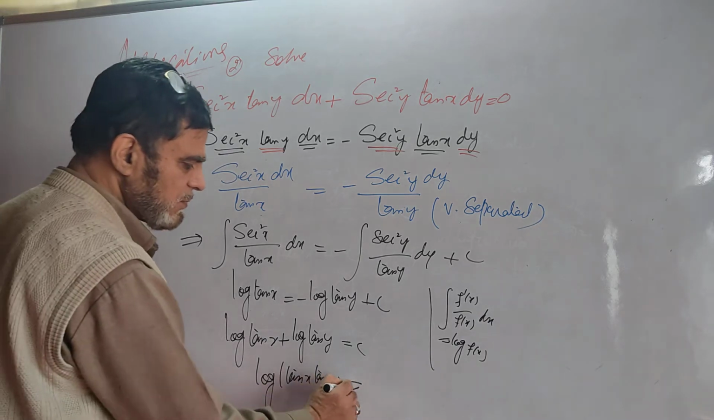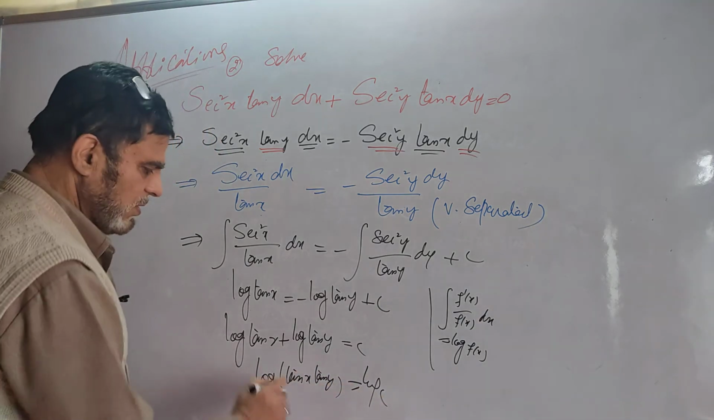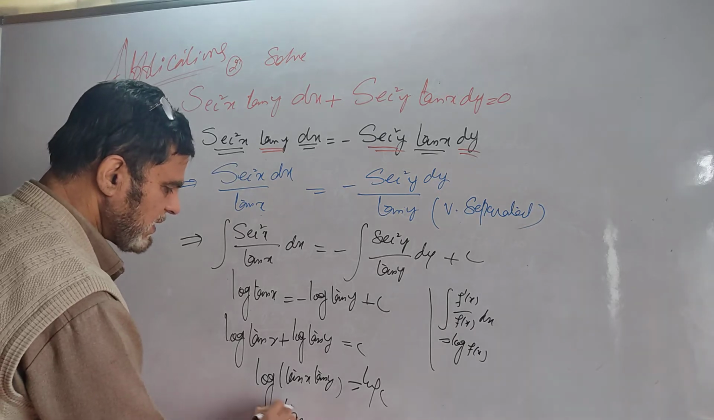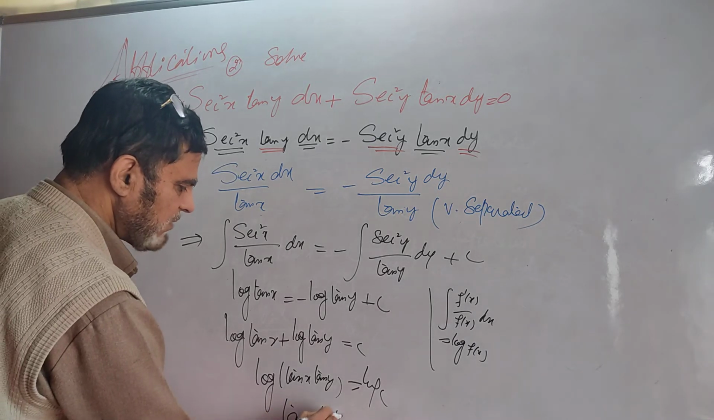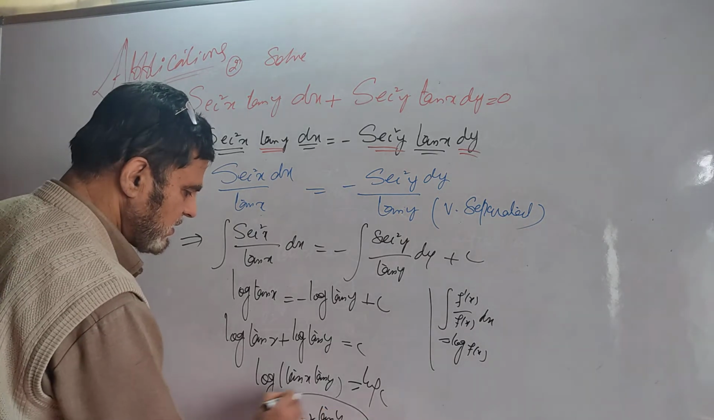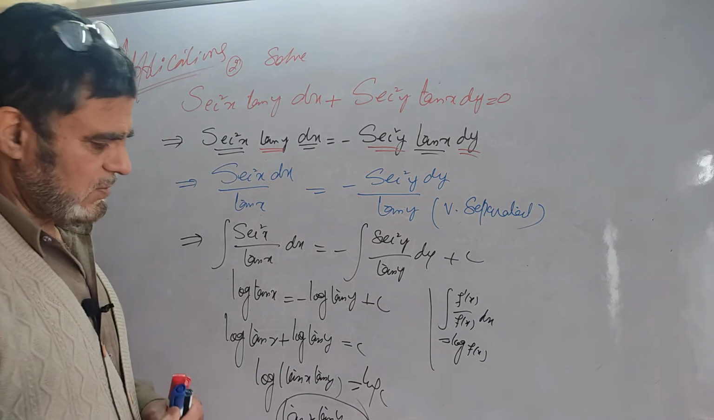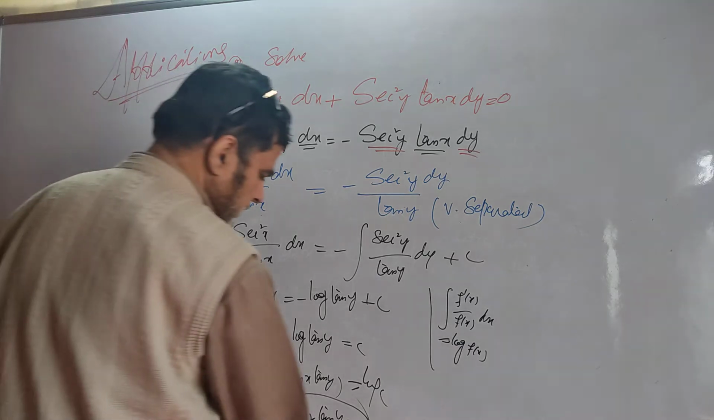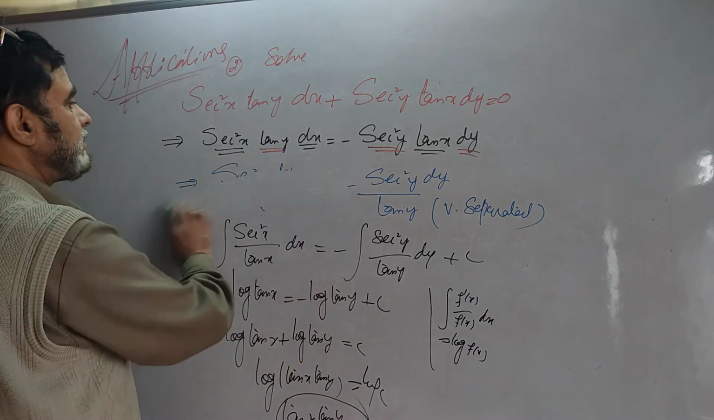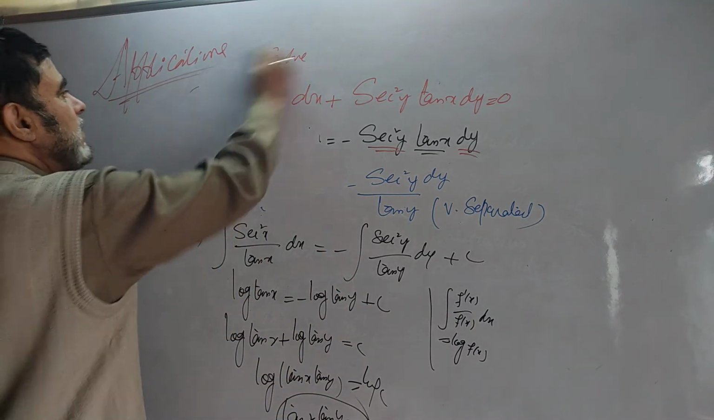Now c is at your disposal. You can choose it log c. Log cancels. So the solution is tan x tan y is equal to c. This is the solution of this problem. Tan x into tan y is equal to c. In any way, this was your problem number 2.